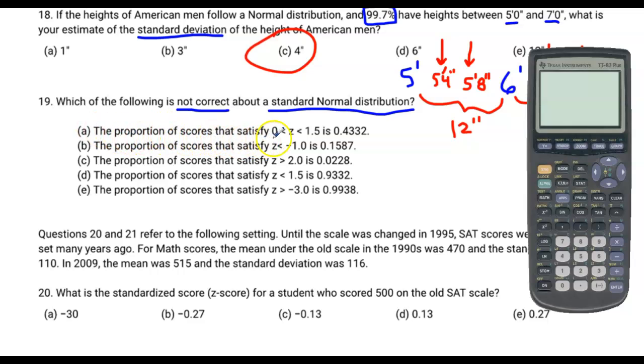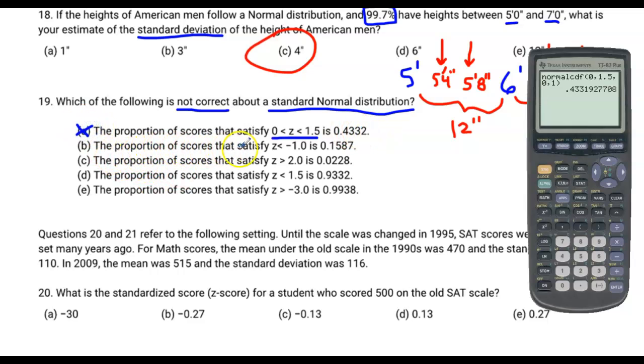The proportion of scores between 0 and 1.5 is 0.4332. Well, we can throw that into the calculator for normal CDF. Between 0 and 1.5 should be 0.4331. That's about right. So this is not the one that we're looking for.